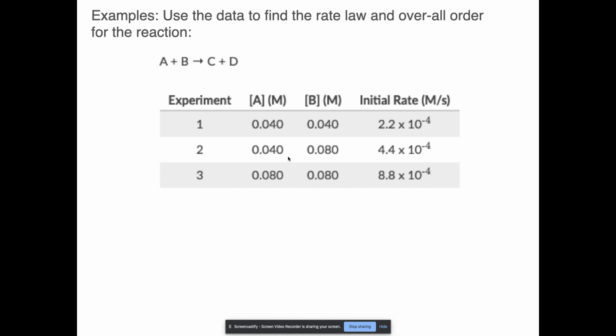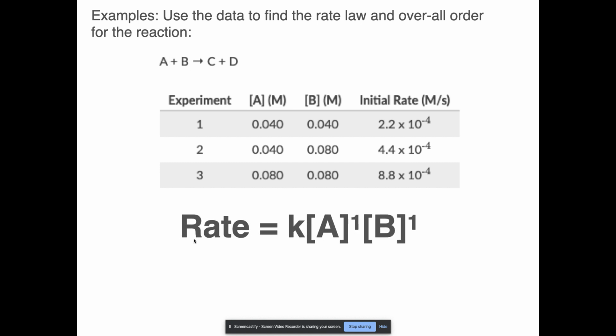And so again, if I'm looking at this as my control, if I compare to this, it looks like I'm doubling the amount of A going from experiment 2 to experiment 3. And look what happens. 4.4 times 2 is 8.8. That means it's also first order with respect to A. So the rate law would look something like this. The rate would be equal to k times A to the first times B to the first. And that's how I would write that.